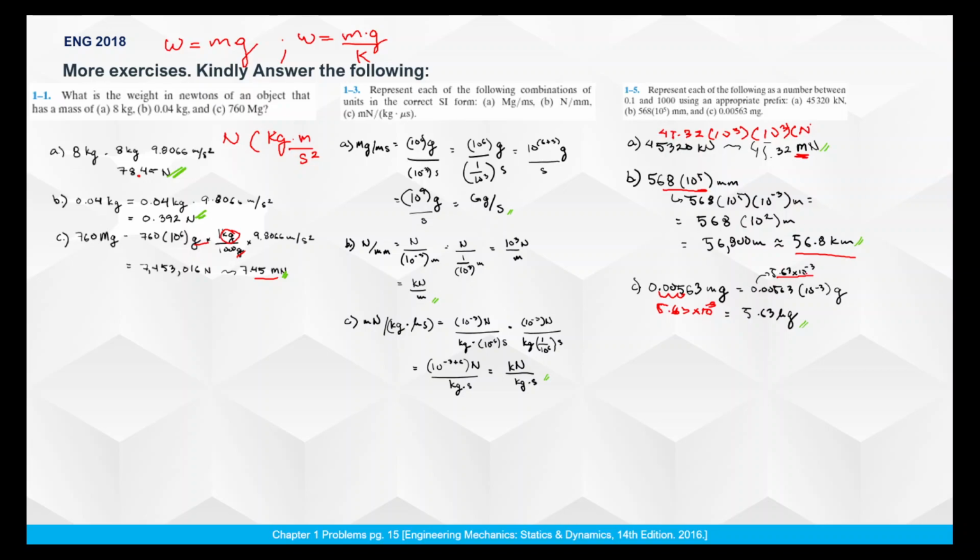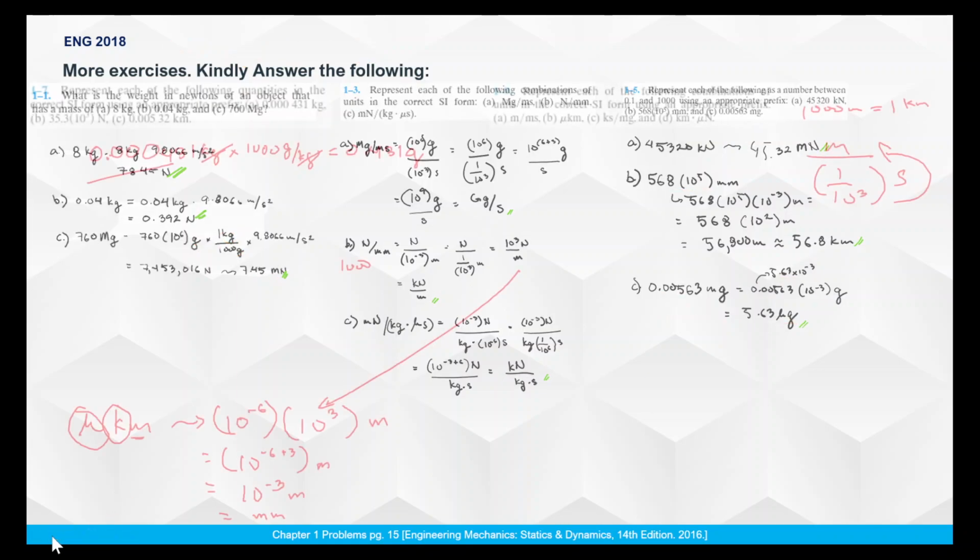So, hence ito yon. Okay? Ito na lang pansinin nyo. And then, of course, this is milli, so that's 10 raised to negative 3. All you have to do na lang is apply yung rules ng exponents. You will have 10 raised to negative 6, which is also microgram. Micro, and then gram. Okay?